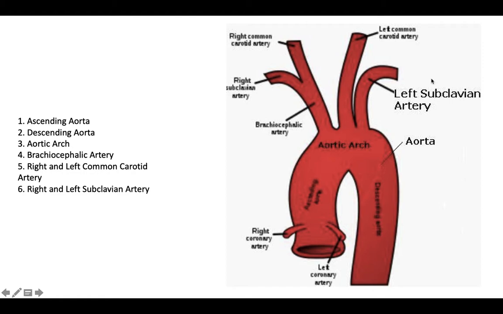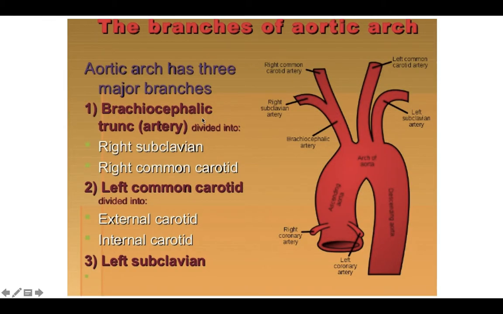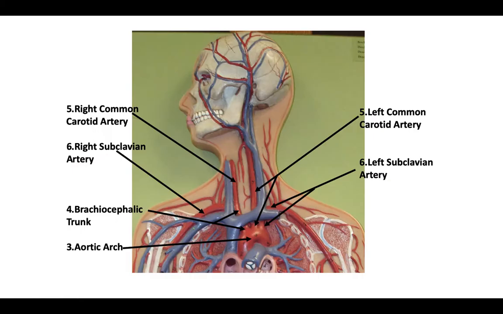On the far left-hand side is the left subclavian artery, and that's going to go to your left arm. Please go over this. Let me show you another slide here. Again, the brachiocephalic has the right carotid and the right subclavian. Then we have the left carotid and the left subclavian. Sub means below, and clavian actually means the clavicle.